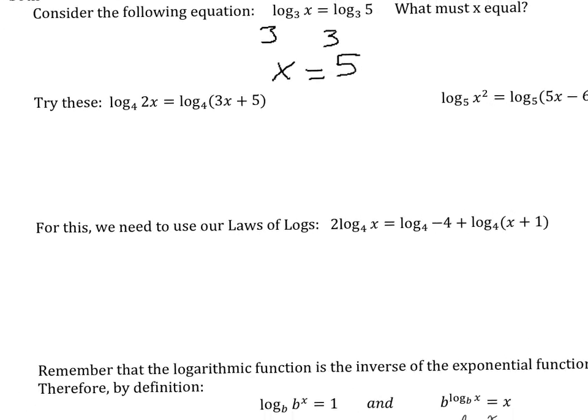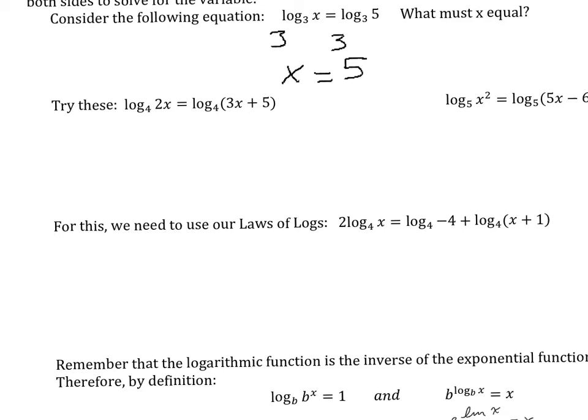So let's try these. Remember, all we're checking for here is that we have the same base. And in our logarithm form, that really looks like the same number that's little. So we can say 2x then equals 3x plus 5. So x equals negative 5.